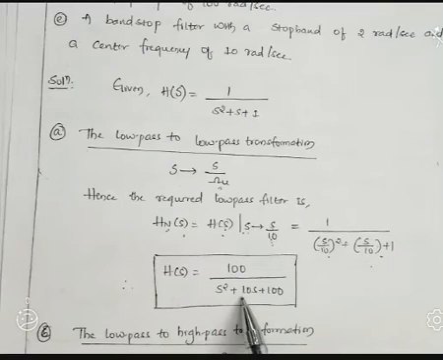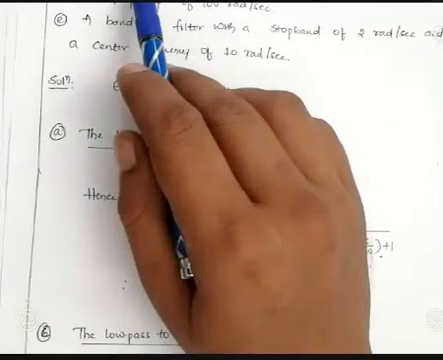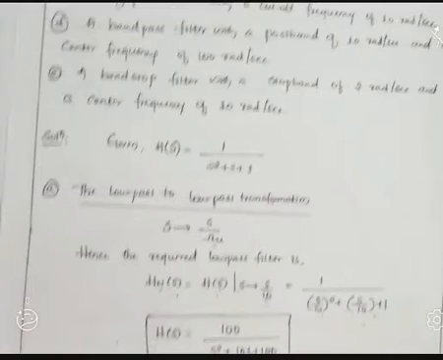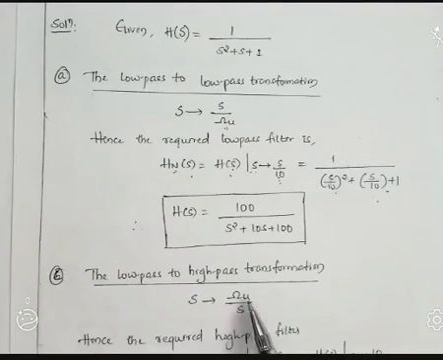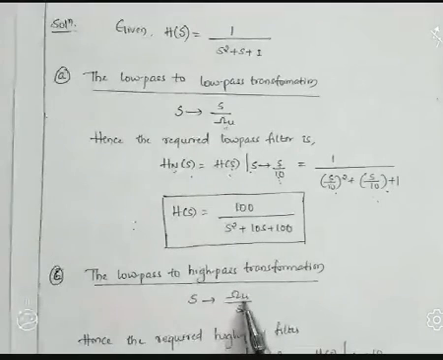Okay. Next, move on to the B bit. What is the B bit? A high pass filter with a cutoff frequency of 1 radian per second. So for the B bit, it is the transformation from normalized low pass filter to high pass filter. For that, s is replaced by ωu/s. In this B bit, the value of ωu is given, that is 1 radian per second.